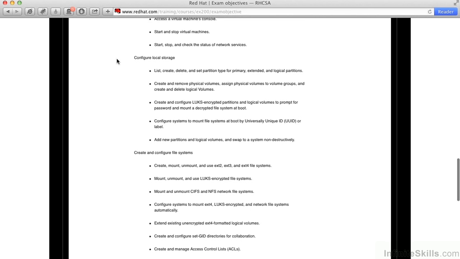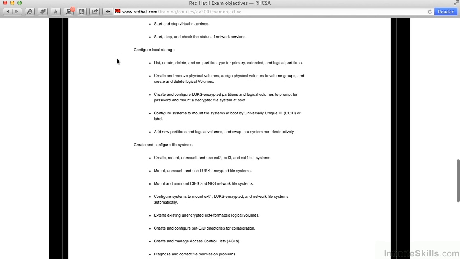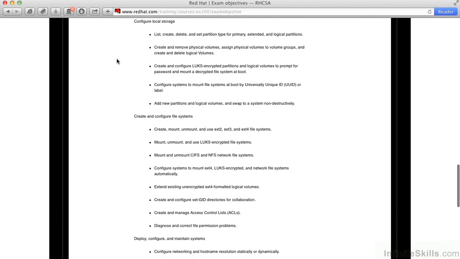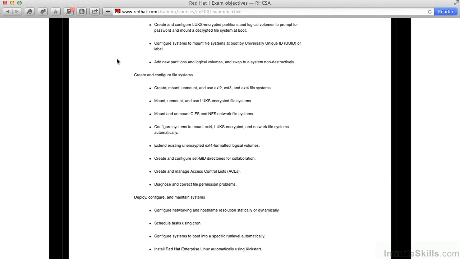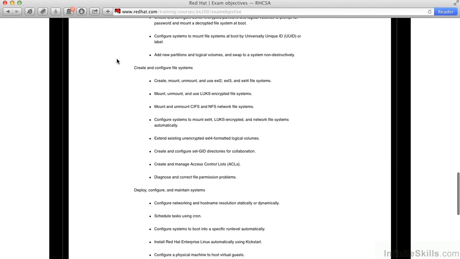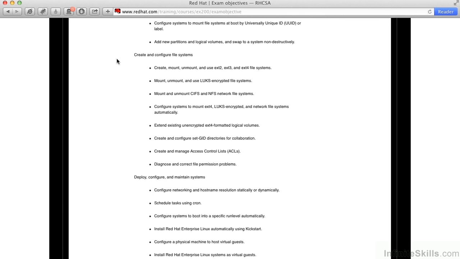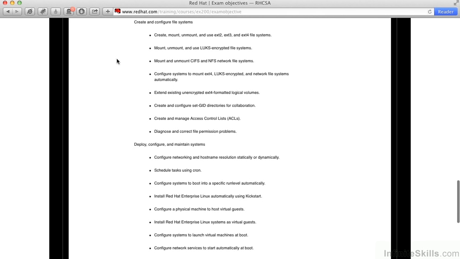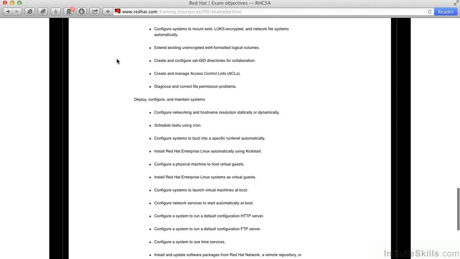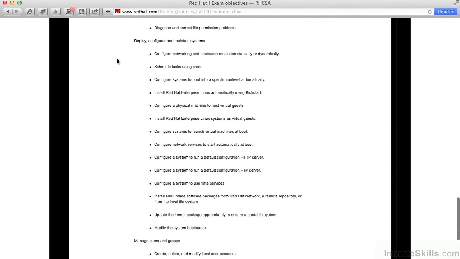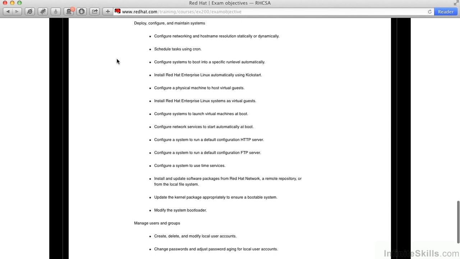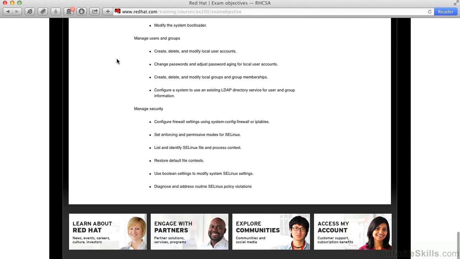We're going to be talking about starting and stopping virtual machines, configuring local storage, creating and removing physical volumes, and talking about encrypted partitions and logical volumes, as well as universally unique identifiers and how they relate to disks. We'll be talking about file systems, creating and maintaining file systems, access control lists, and of course, deploying, configuring, and maintaining systems, as well as managing users and groups.